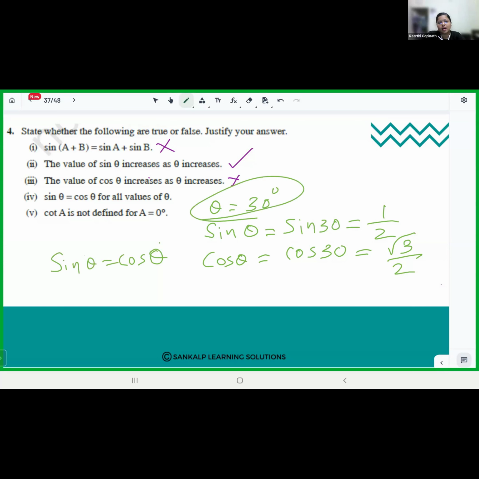But can you say one angle for which sine theta becomes equal to cos theta? We have already studied that. Sine theta and cos theta are equal for an acute angle that we have studied. Which was that value? It is not true for all theta, but it is true for one theta that we have studied. Can anyone say which was that angle?